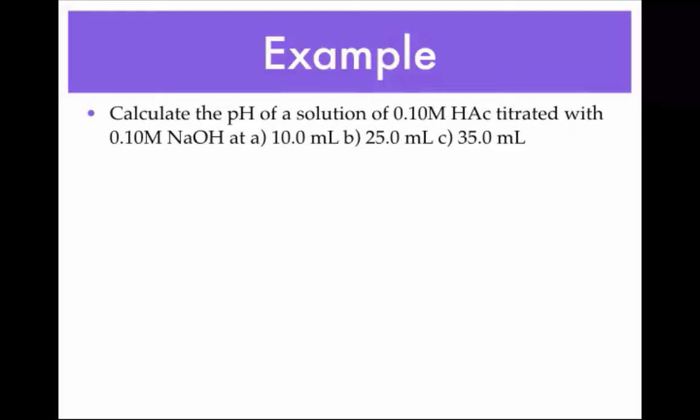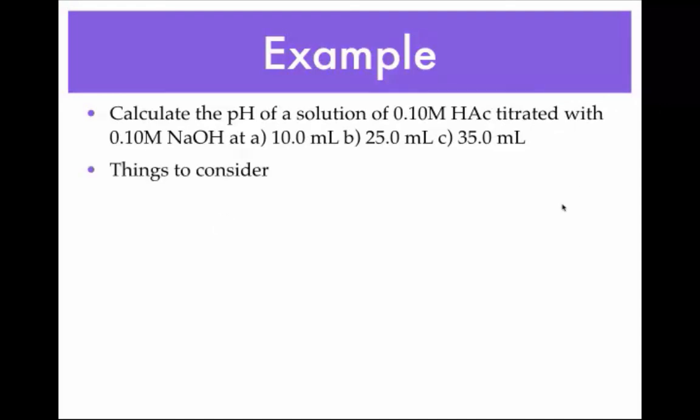We're going to want to look at the pH of a solution of a 0.1 molar acetic acid solution titrated with 0.1 molar sodium hydroxide. And we're going to look at 10 milliliters of sodium hydroxide, 25 milliliters of sodium hydroxide, 35 milliliters of sodium hydroxide. This should say that we have 25 milliliters of acetic acid originally.